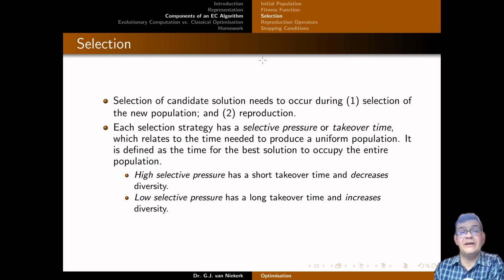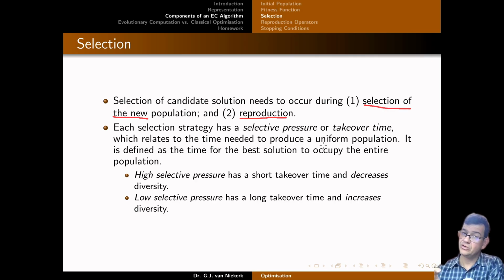Now, the selection function or the selection operator will be used during the selection of the new population, who survives and who dies, and also during reproduction. Now, each selection strategy, and there's quite a few of them which we're going to have a look at, has what's known as selective pressure or takeover time. And this basically refers to the time it takes for the best individual and variations of it to take over the entire population. So if you've got a high selective pressure, then the best solution quickly dominates the entire population.